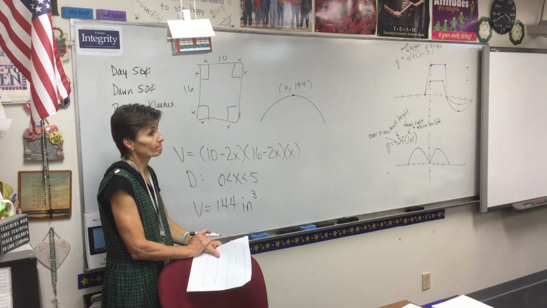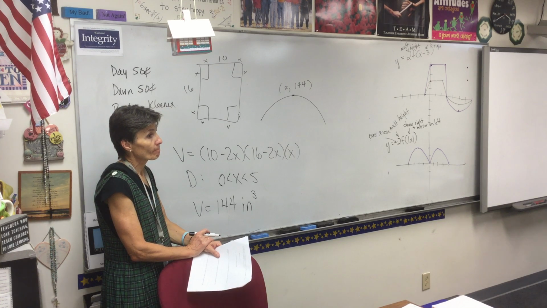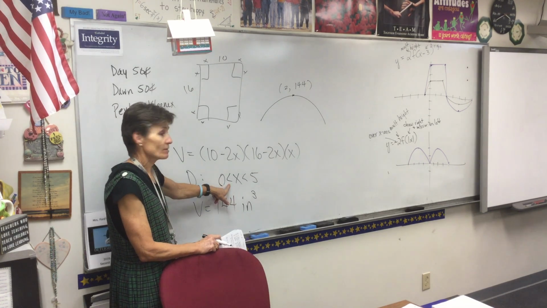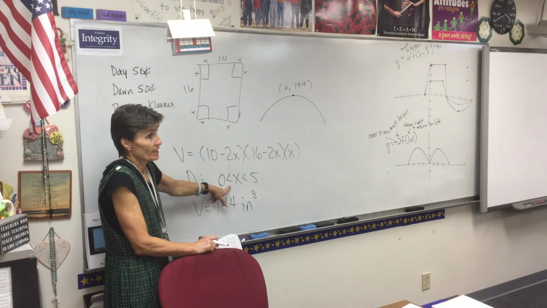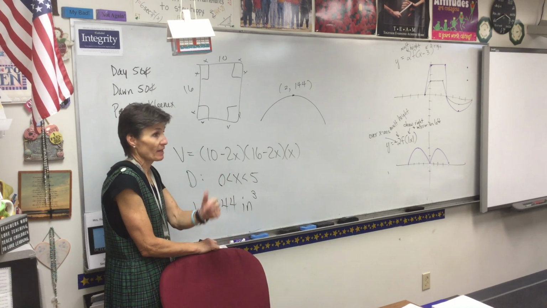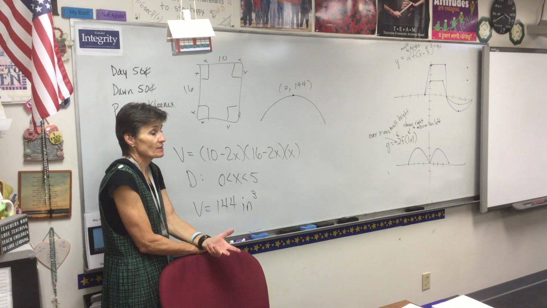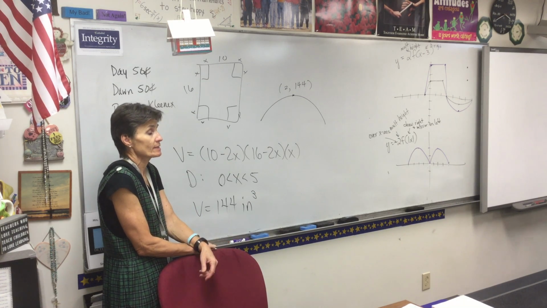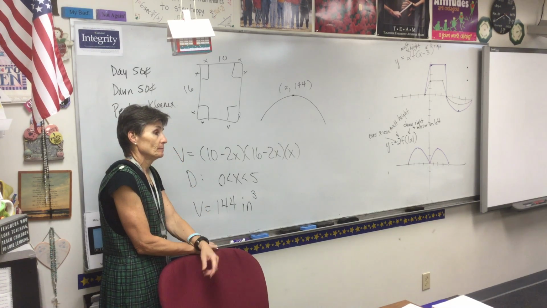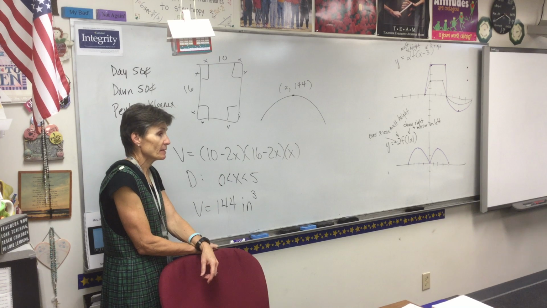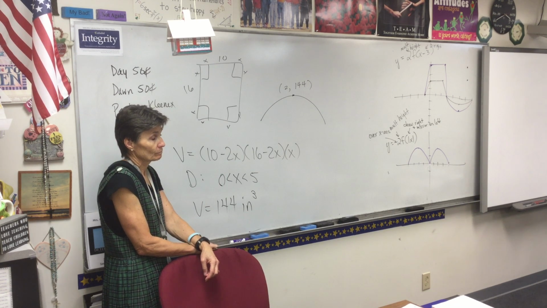Brooks? How do you know how to set your window up when you're going to grab that? These are the X's, and the Y's are always 0 to something. And you just guess on the something until you see the top of the hill. If you can't see the top of the hill, you need to make it bigger.